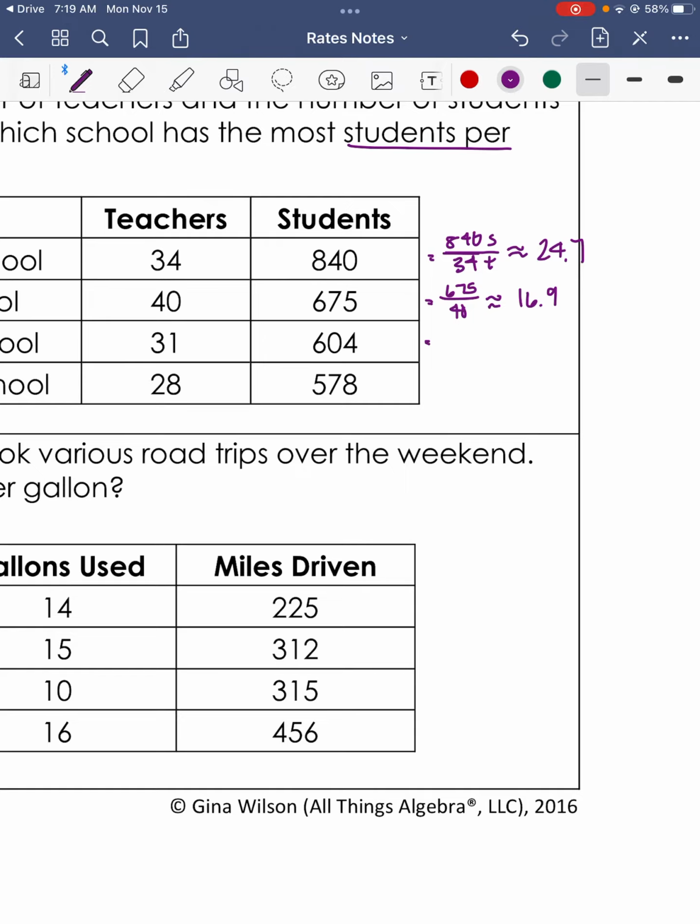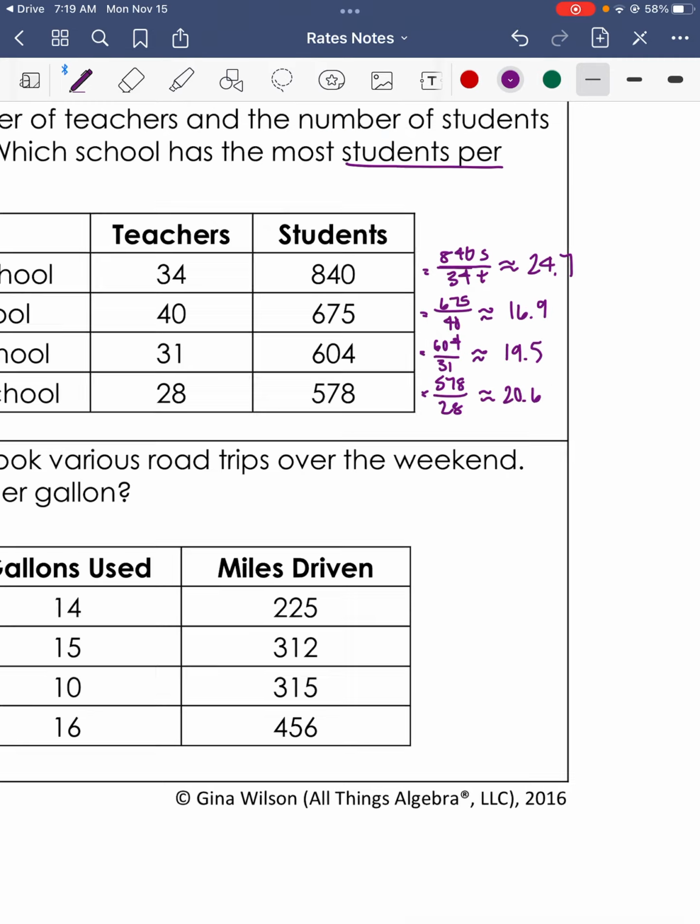Just make sure you're putting the number of students on top and the number of teachers on the bottom. We have 604 on top, 31 on the bottom. That is approximately 19.5. And this last one will be 578 divided by 28, approximately 20.6 students per teacher.